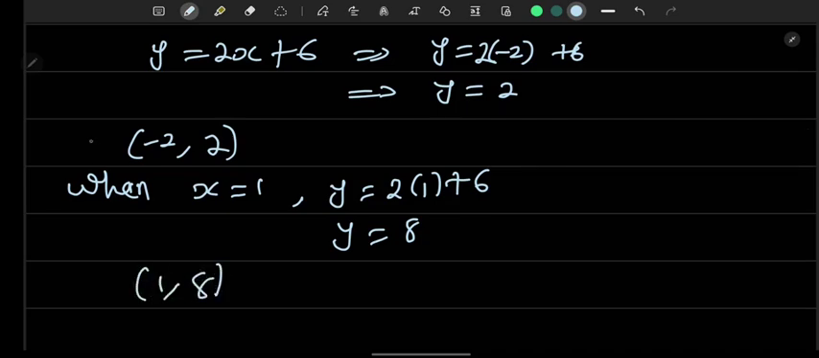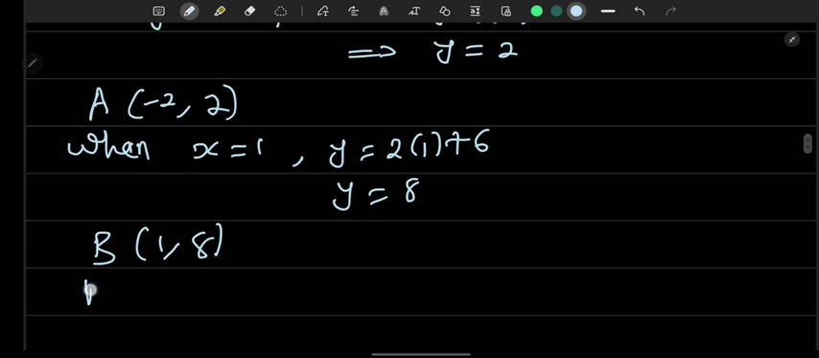So we can just call the first one A and the other one B. So the 2 points are (-2, 2) and (1, 8). So we've gotten that. Now the question asks us to find the distance AB. Of course, they didn't ask us to find points A and B, but for us to find the distance between the 2 points, we need to get the points first. So we've gotten the points now. Now we find the distance AB. That's the next thing.